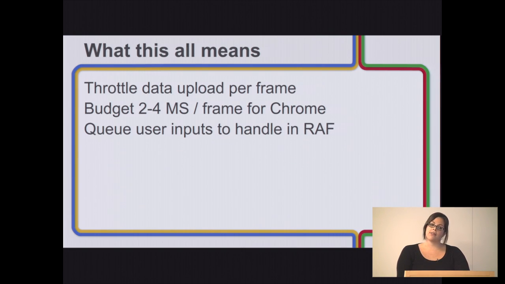Never handle outside events directly. Never handle user events directly in event handlers. Make sure you queue all the work you need to do up and handle it in RAF. All the work you do should be inside your requestAnimationFrame callback if you want Chrome to be able to schedule it nicely.